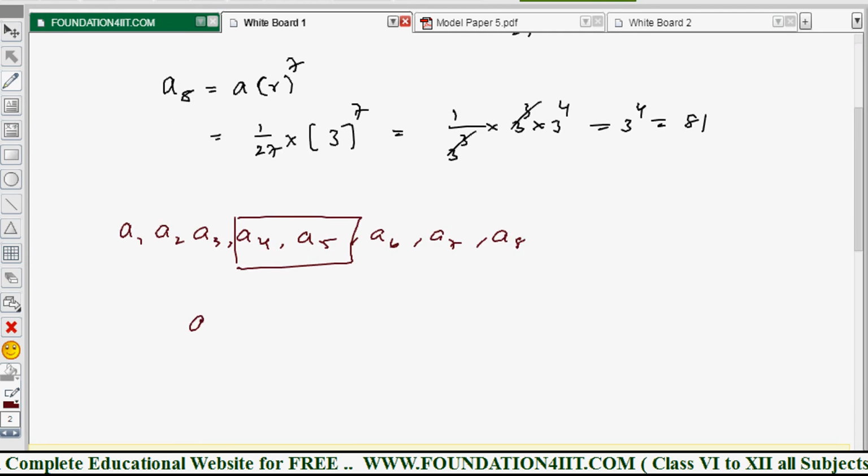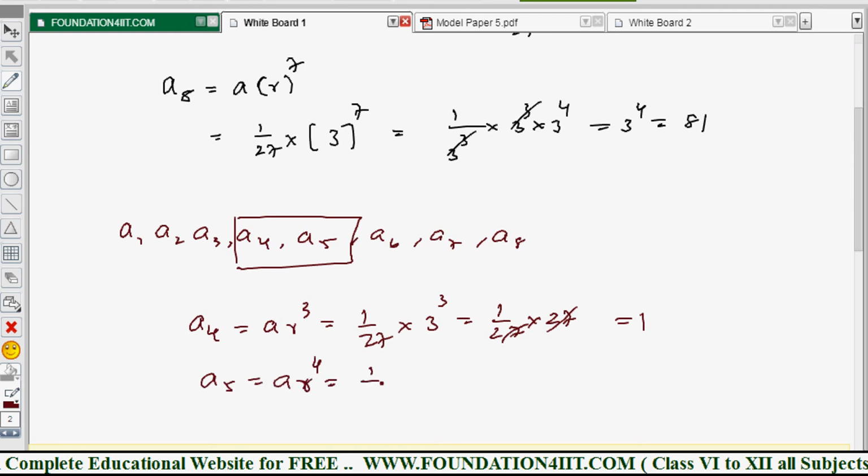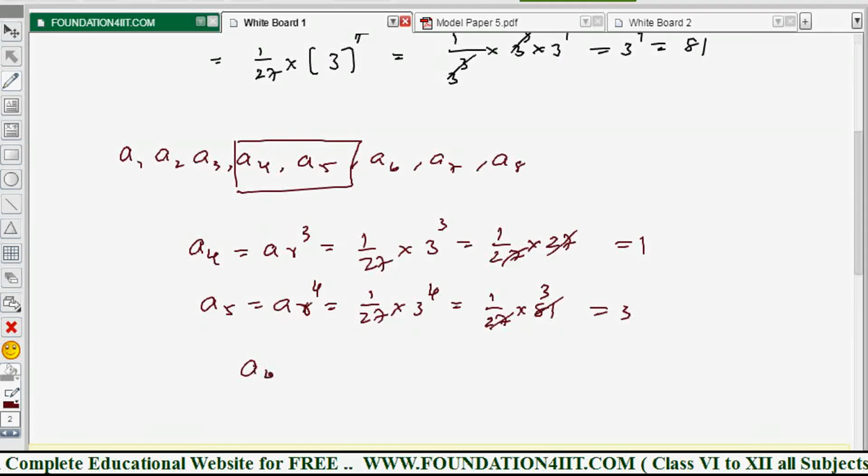So you need to multiply both the fourth term and the fifth term. Let us take A4, A into R power 3. A's value is already 1 by 27. R power 3 is 3 power 3. 1 by 27 into 3 power 3 is 27 again, cancel, that is 1. And A5, A into R to the power 4. So 1 by 27 and 3 power 4, that is 1 by 27 into 81. 27 3s are 81, so that is 3. Then the product is simple. A4 into A5 equals 1 into 3.